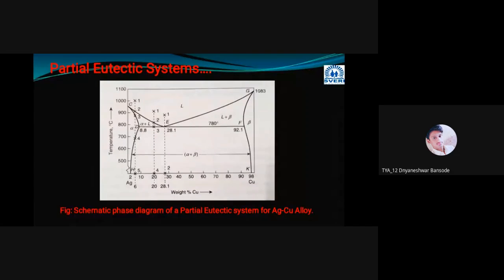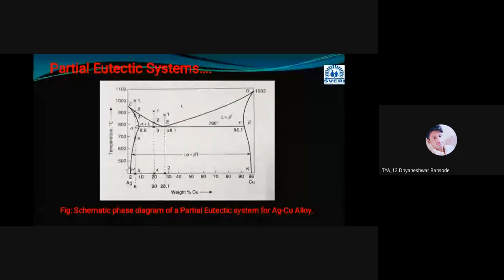Now, first you have to mark here point E. Exactly at the center, you can see that point E indicates the composition 28.1. It will indicate the eutectic alloy. Okay, eutectic composition. This point E indicates the eutectic temperature. The corresponding composition, 28.1, is the eutectic composition, and that alloy with Ag and 28.1% copper will be a eutectic alloy.